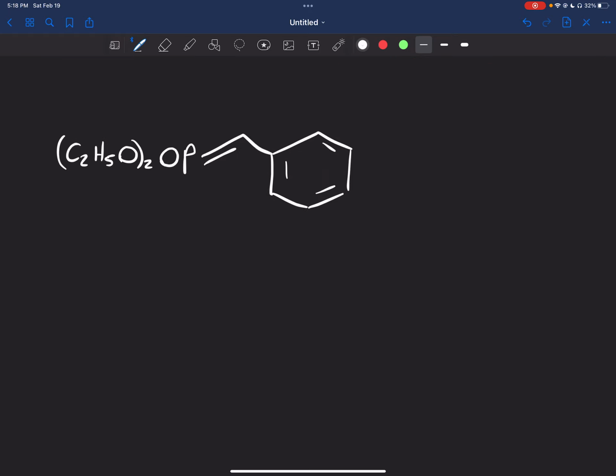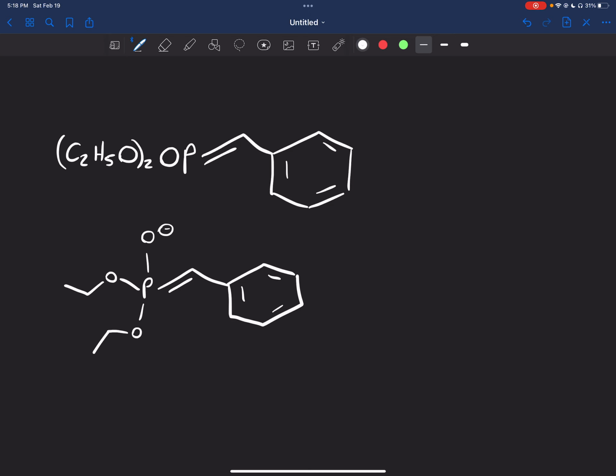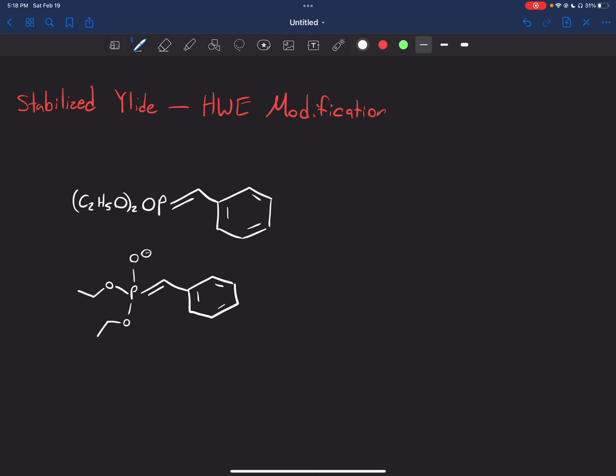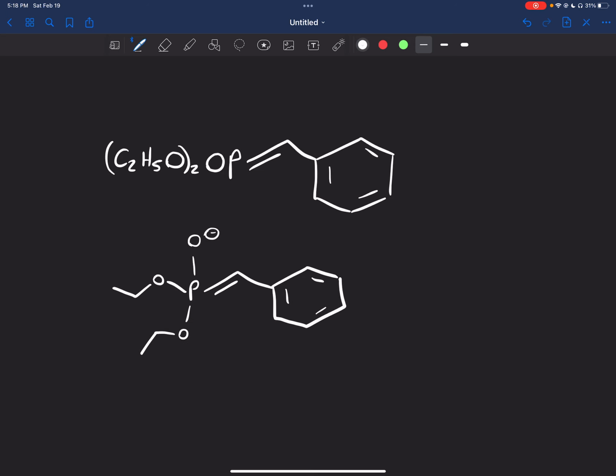And that's when we wrote it out like this. Same thing. In this case, the phosphorus is going to have that negative on it. Okay? So we can write it either way, whichever way you're comfortable with. Just keep in mind that they can write it in two different ways. Okay?